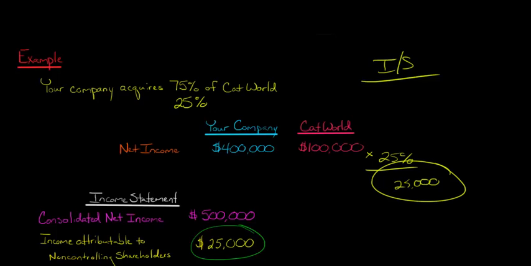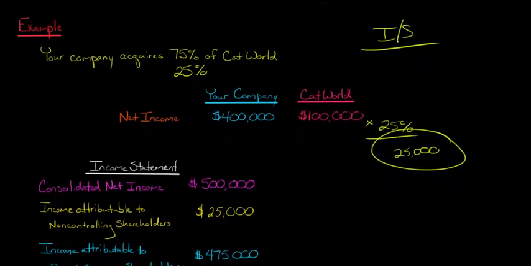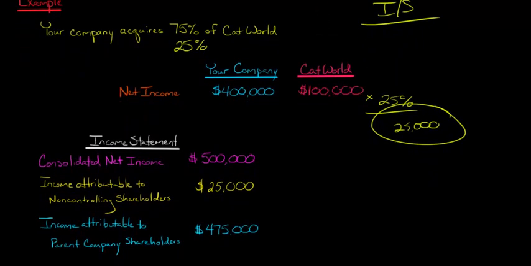It's $25,000. Okay, so this is the income that is attributable to those non-controlling shareholders. It's $25,000 as we calculated here. But now we're going to have an additional line. And this is going to be the true bottom line, is we're going to have the income attributable to the parent company. That's your company here. You were the one that acquired Cat World, and so you're consolidating Cat World, so you are the parent company.